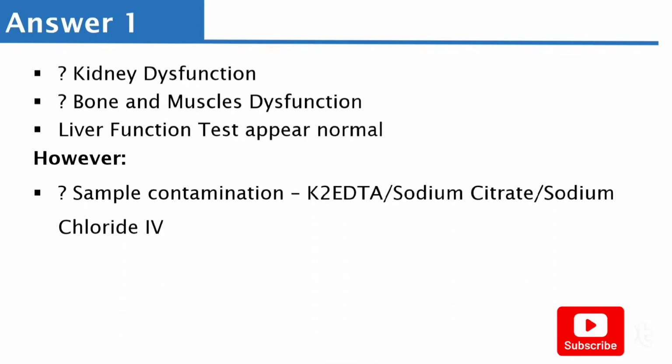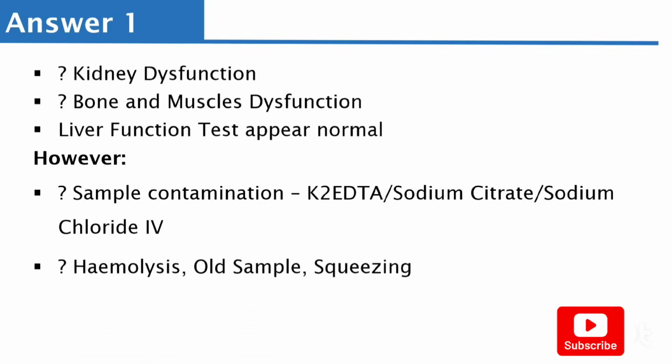Because you say however, you can say you are querying sample contamination. Why are you querying sample contamination? Because remember, with contamination of potassium EDTA, or sodium citrate, or even sodium chloride IV fluid, it can affect the result. For example, potassium EDTA can affect the level of the potassium, we've already said that in the previous video, and sodium citrate and sodium chloride IV can affect the sodium level. So these are the forms of contamination of the samples. Once that contaminates the sample, it might give you a false result. So what you are now querying, the high level of the sodium, the high level of the potassium, could it be due to sample contamination?